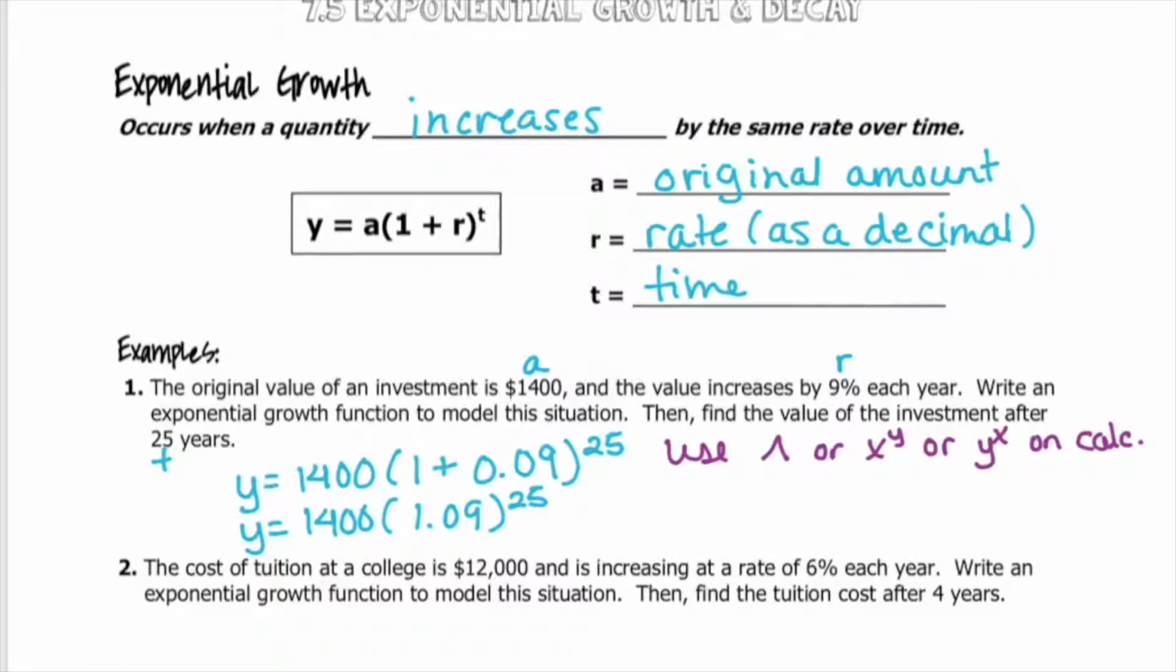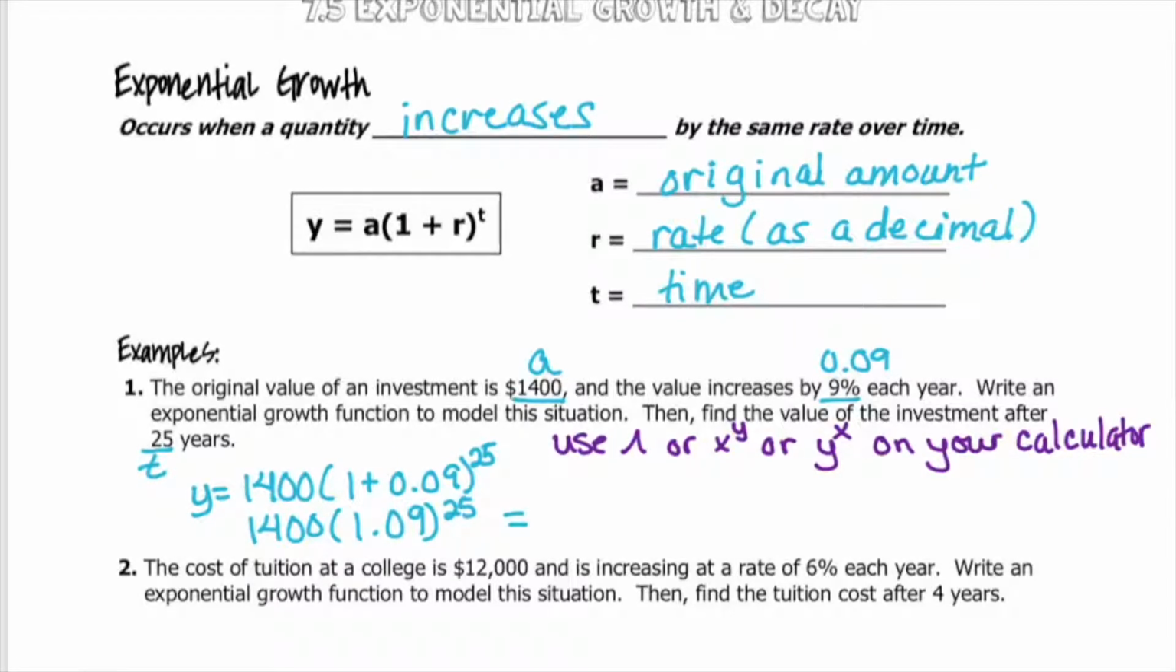So you have to do the exponent first and then multiply it by 1,400. And when you do that for this, it would equal $12,072.31. All right, let's take a look at number 2.